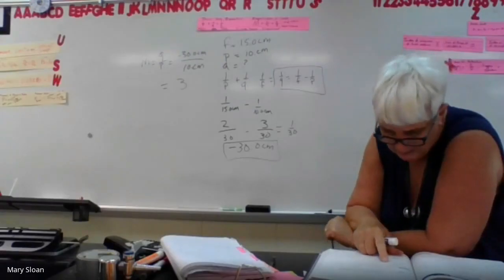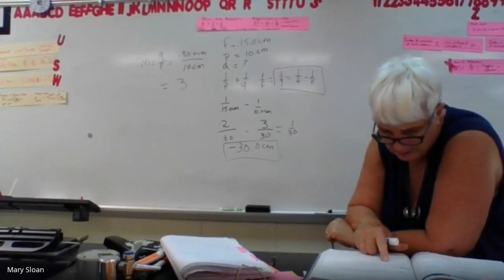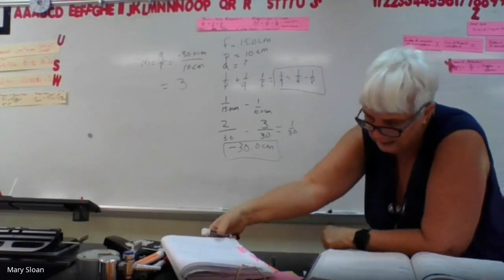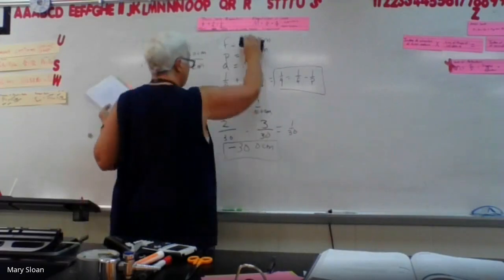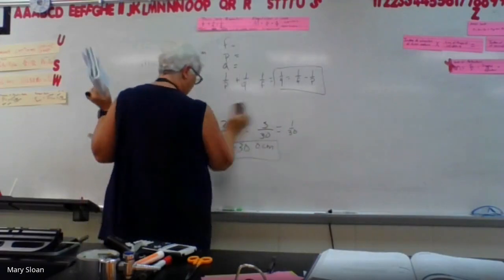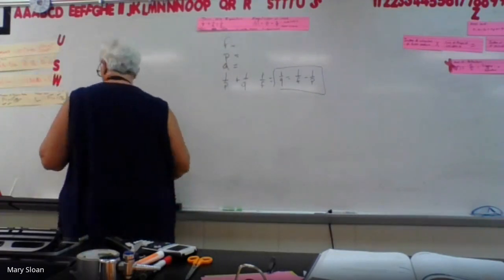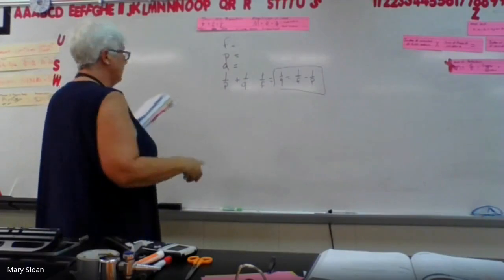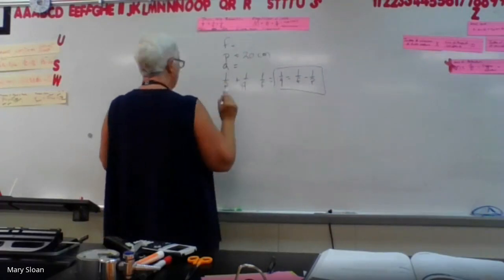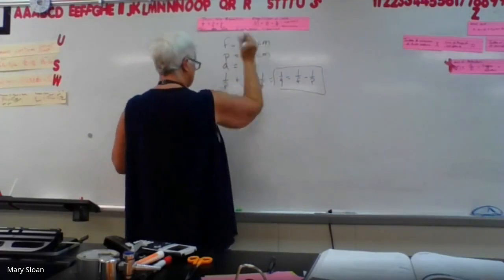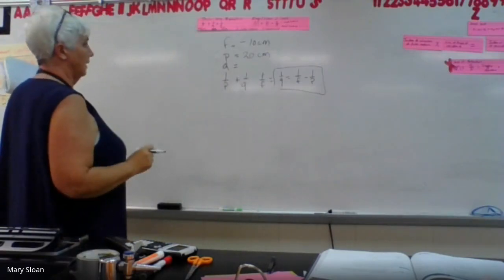An object is placed 20 centimeters in front of a diverging lens with a focal length of 10 centimeters. Find the image distance and magnification, and describe the image. So for number 3, I'm going to erase this to start with. What do we have? Our P is 20 centimeters, and our F is negative 10 centimeters. We are looking for Q again.